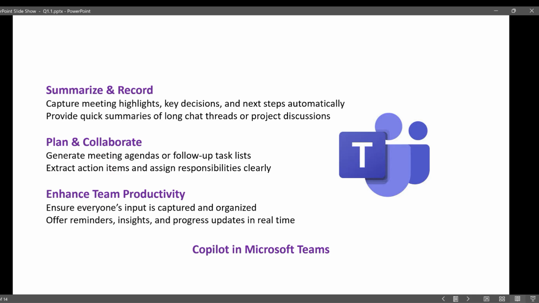First, Copilot can summarize and record key moments in real time. During or after the meeting, it automatically captures highlights, decisions, and next steps. No more worrying about missing notes or forgetting tasks. It can also summarize a long chat thread or project discussions, so you don't have to scroll through dozens of messages to find what is important.